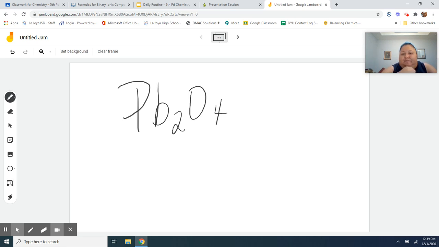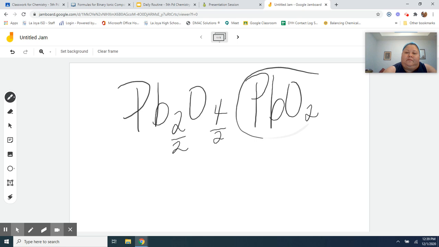Can we divide them? What can I divide both of these numbers by? What can I divide them by? Very good, Oscar. What would my formula be? Two divided by 2, 1. We don't show ones. 4 divided by 2, 2. This is my final formula.